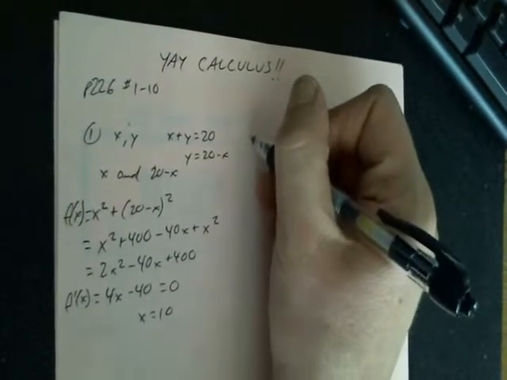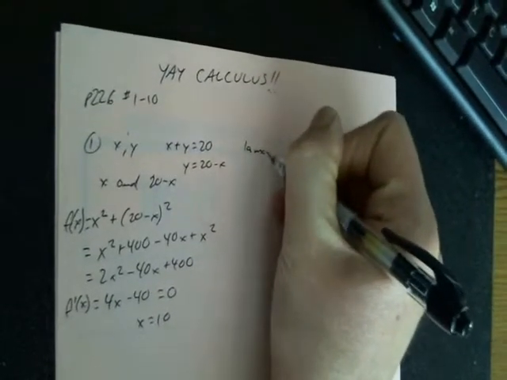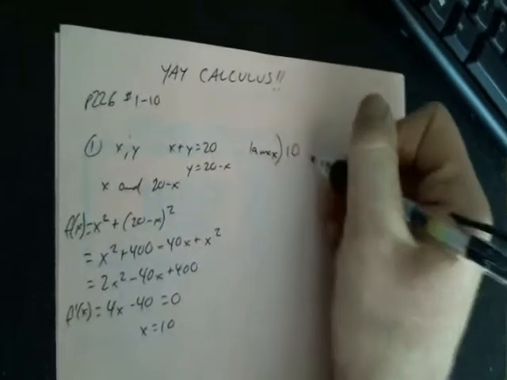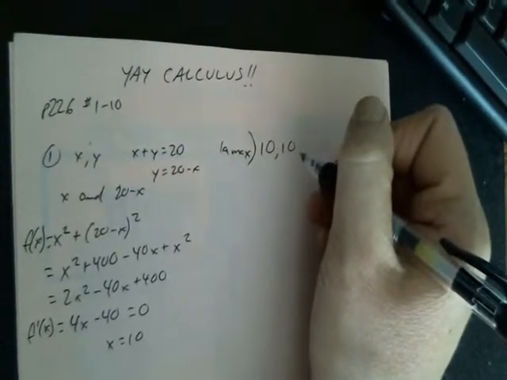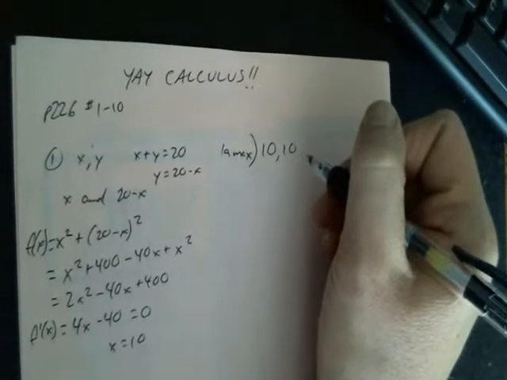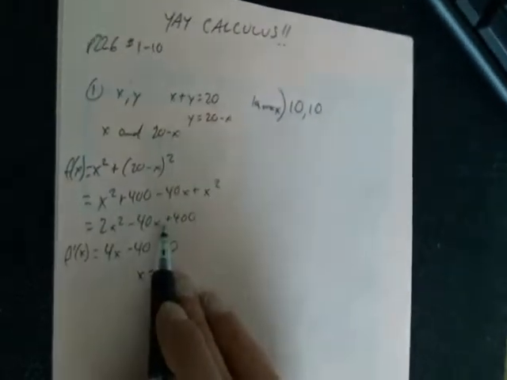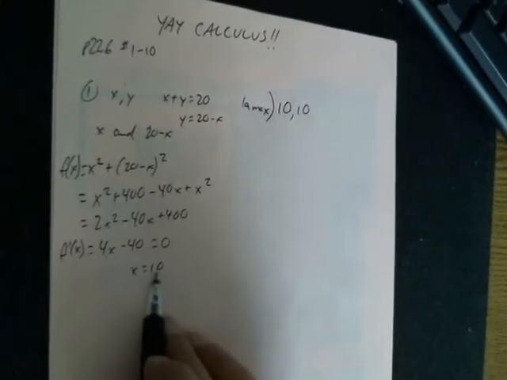So 1a max is going to be 10 and 10. Now the minimum, all is going to be the same. Set it equal to 0. This is our only place here.